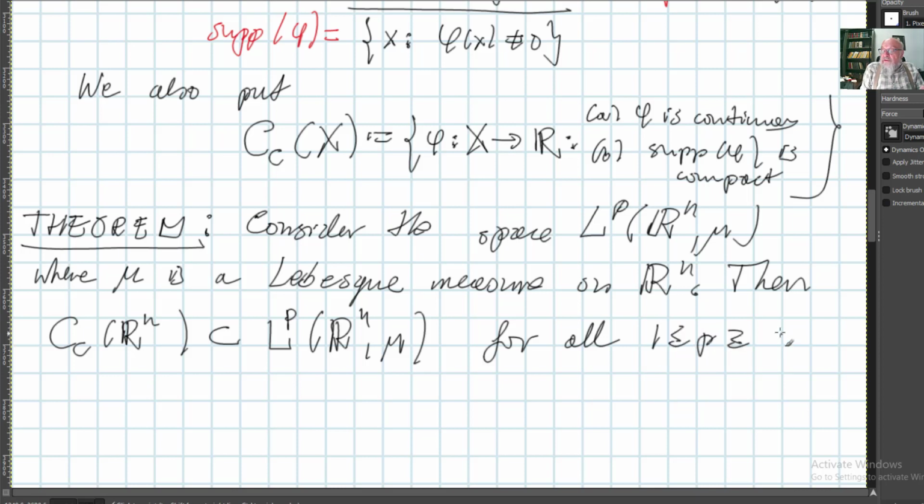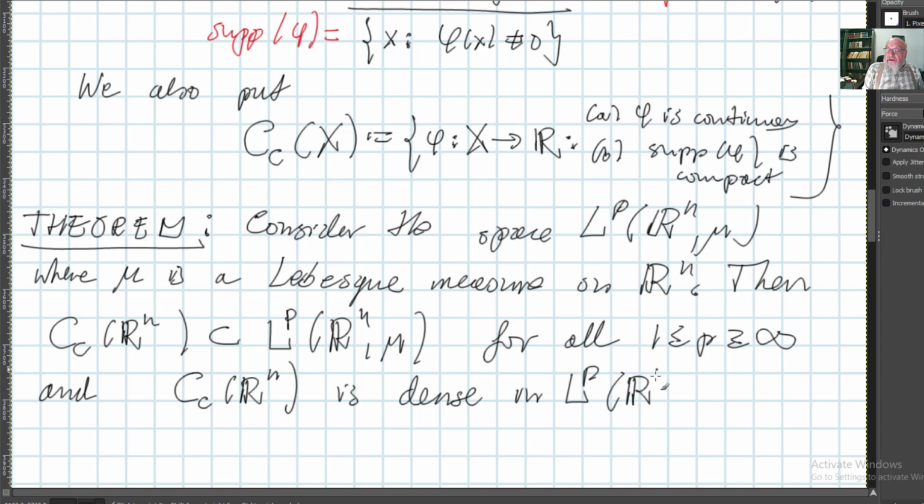So this is for 1 smaller or equal than p smaller or equal than infinity, even for infinity, and C_c(R^n) is dense in L^p(R^n, mu) for 1 smaller or equal than p, and strictly smaller than infinity. So please pay attention here.